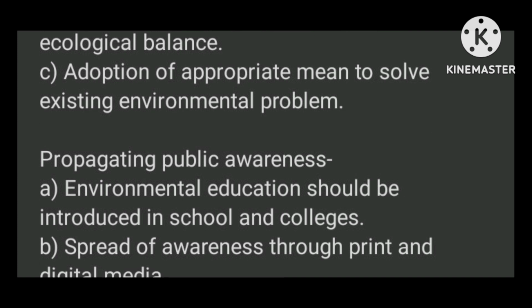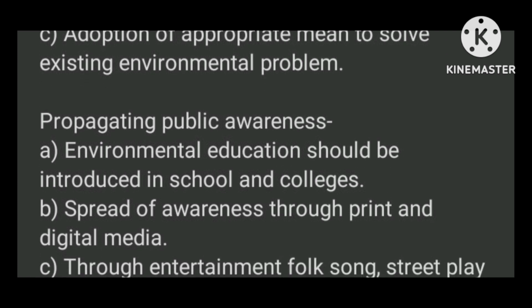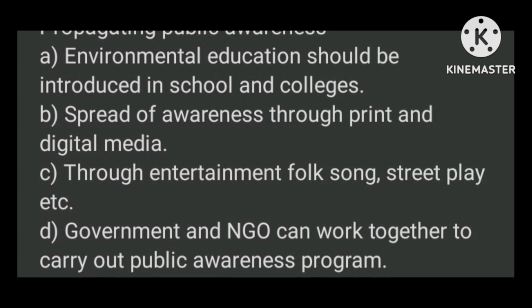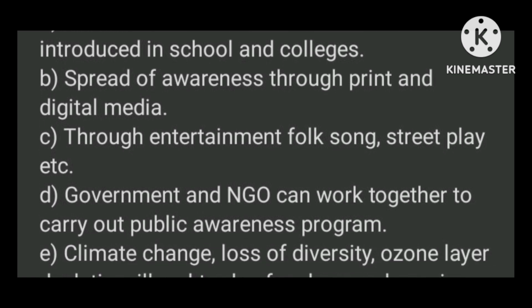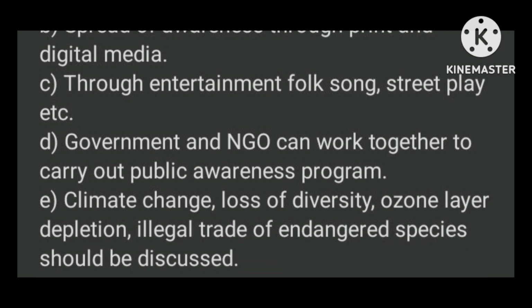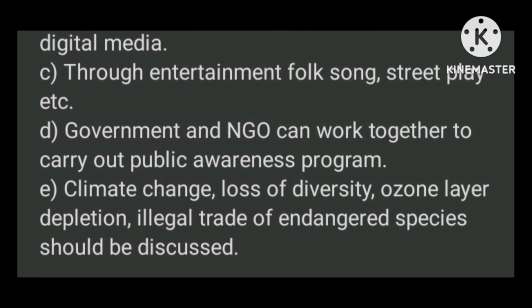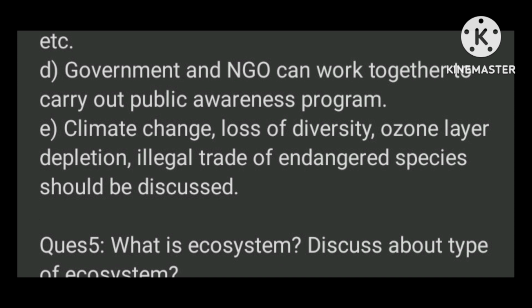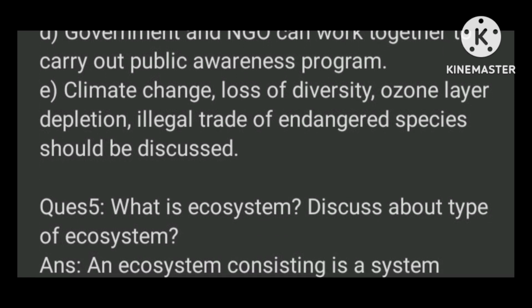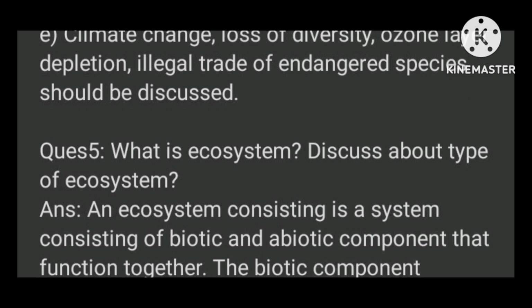Propagating public awareness: A. Environmental education should be introduced in schools and colleges. B. Spread of awareness through print and digital media. C. Through entertainment, folk songs, street plays, etc. D. The government and NGOs can work together to carry out public awareness programs. E. Climate change, loss of biodiversity, ozone layer depletion, and illegal trade of endangered species should be discussed.